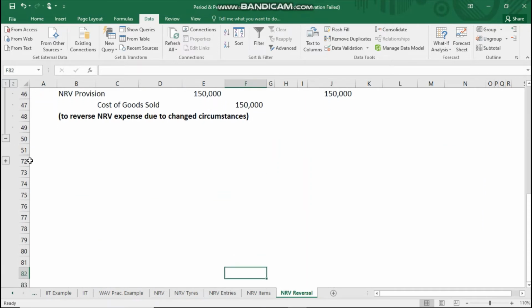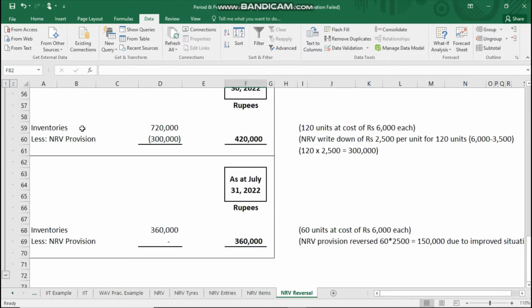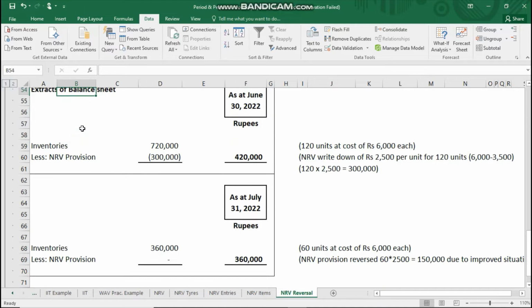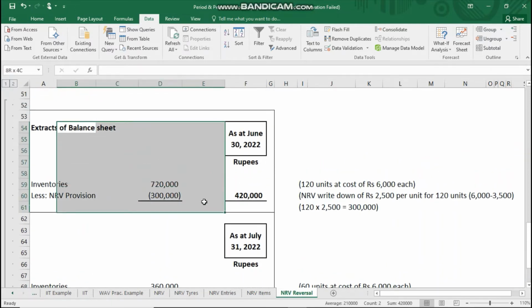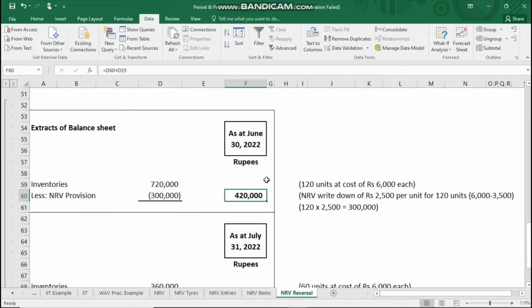So I've created the extracts of the balance sheet here. This one is the balance sheet as at June 30, 2022, and the inventories are reported at a value of 420,000. How did I calculate that?